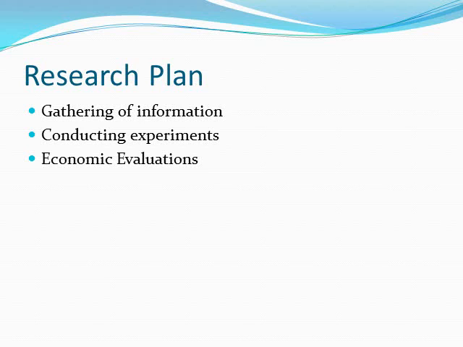There are totally three main parts of the research plan. They are gathering of information needed for the research, conducting experiments following the proposed experimental procedure, and finally doing some economical evaluations to test whether this topic is economically profitable or feasible or not. The three main parts follow this sequence: gathering information is the first step, followed by the conducting of experiments and finally economical evaluations.